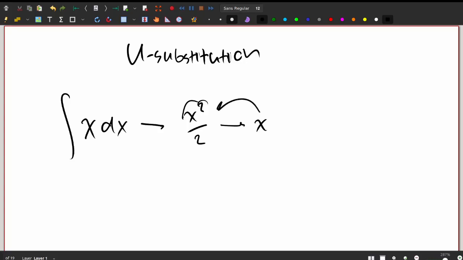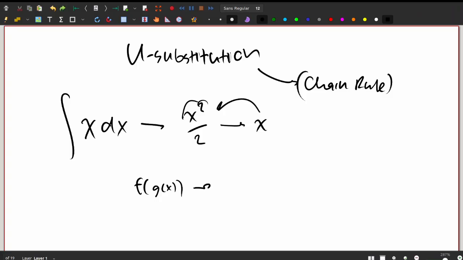U substitution is another important method of anti-differentiation, coming itself from the most important method of differentiation, which is the chain rule. Let's write out once again what the chain rule is. It says that if I have a function f of g of x, its derivative is equal to f prime of g of x times g prime of x.